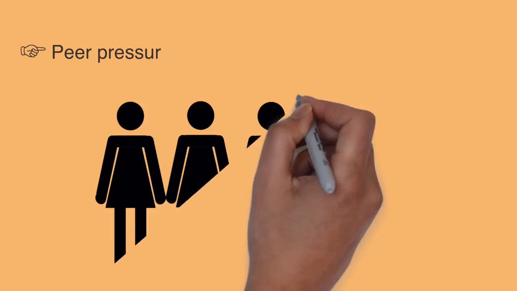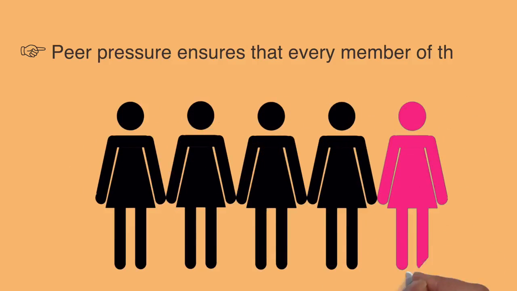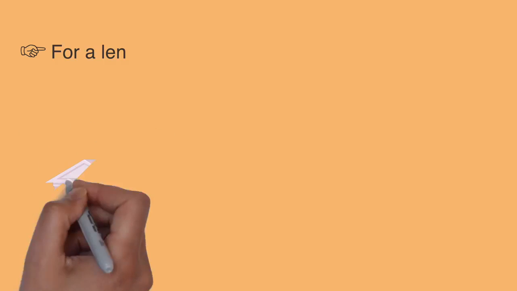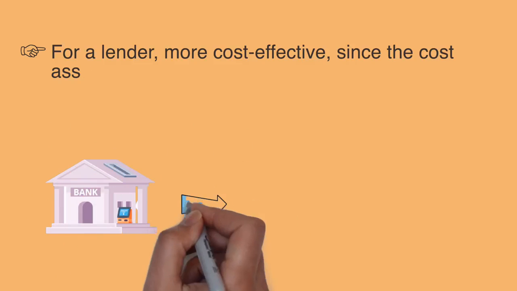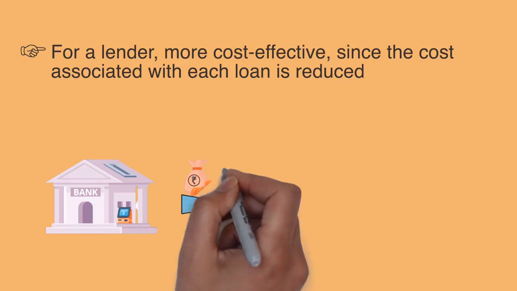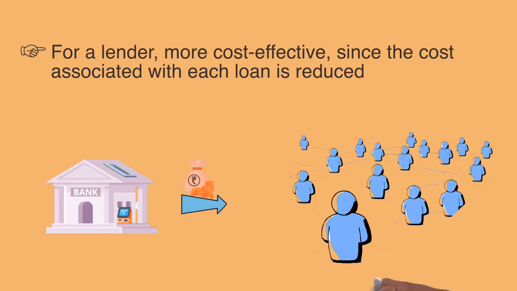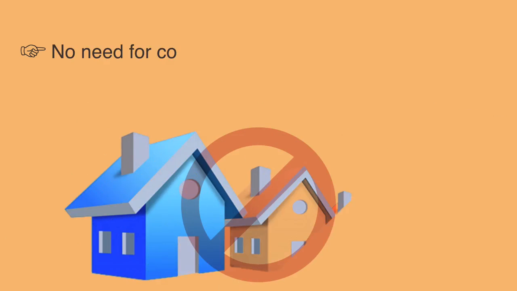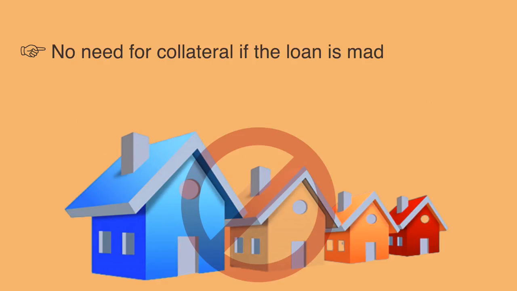Also, peer pressure ensures that every member of the group repays. From the lending institution's point of view, lending to groups usually proves more cost-effective, since the cost associated with each loan is reduced by lending to groups. Also, usually there is no need for collateral if the loan is made to groups.